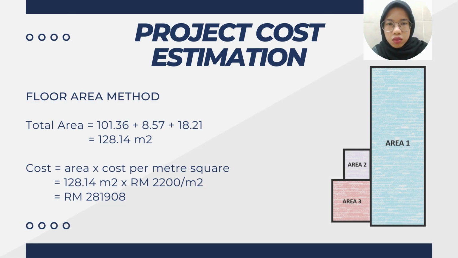For the total area, we sum up all three areas and we got 128.94 meter square. And for the cost, we use the calculation area times cost per square meter, and we got the answer of 281,908 ringgit.